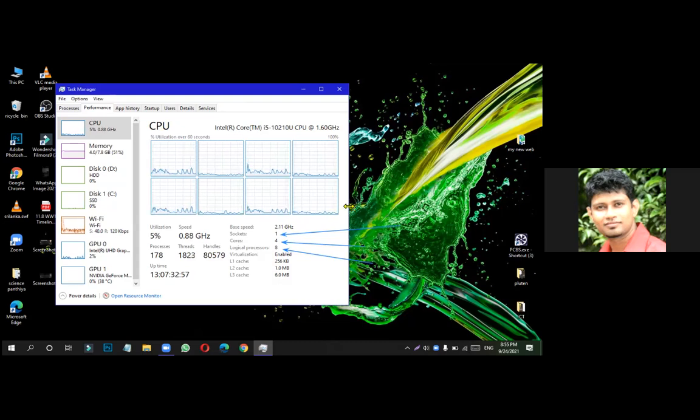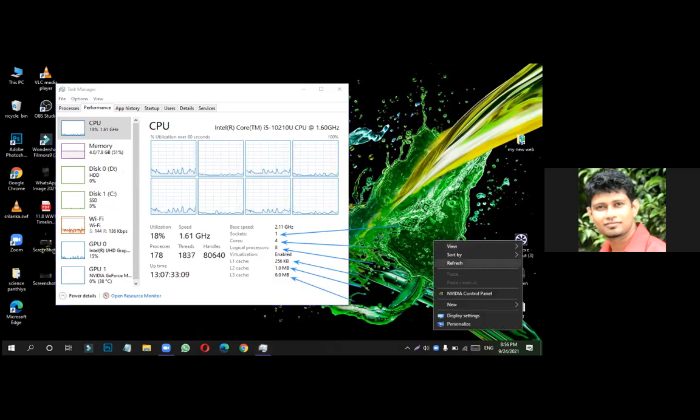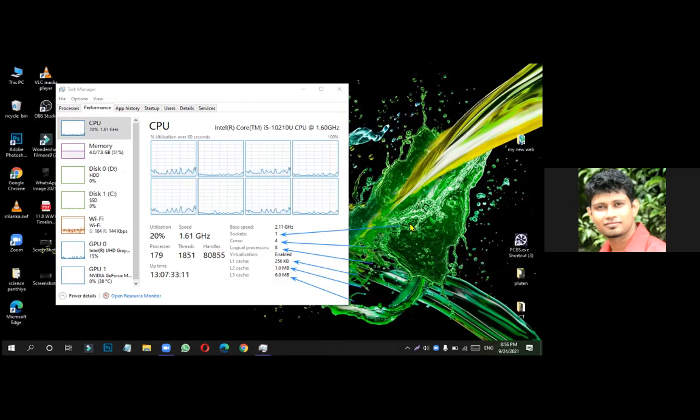So you can see level 1 cache, level 2 cache, level 3 cache. These cache memories are inside the processor. Either inside the processor, level 1 and level 2 anyway are inside the processor, but level 3 is mostly outside the processor but attached to it. It's like this.